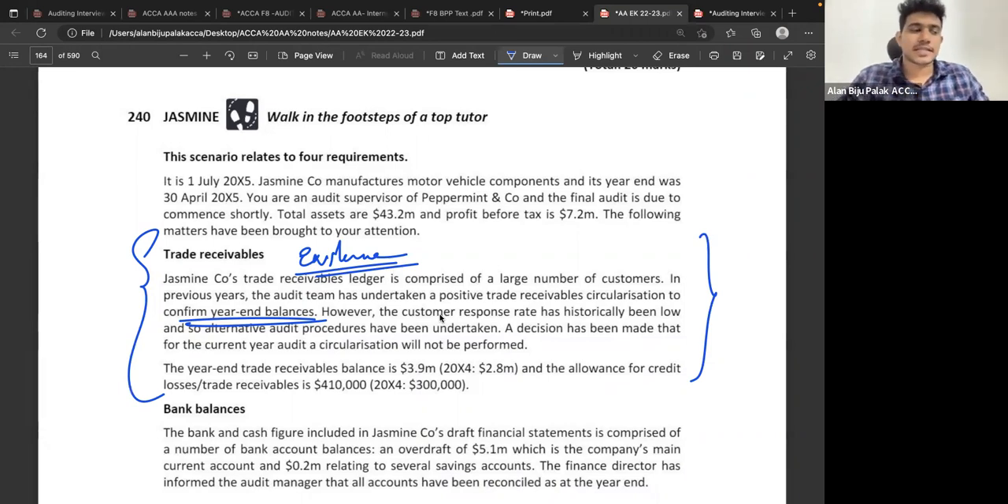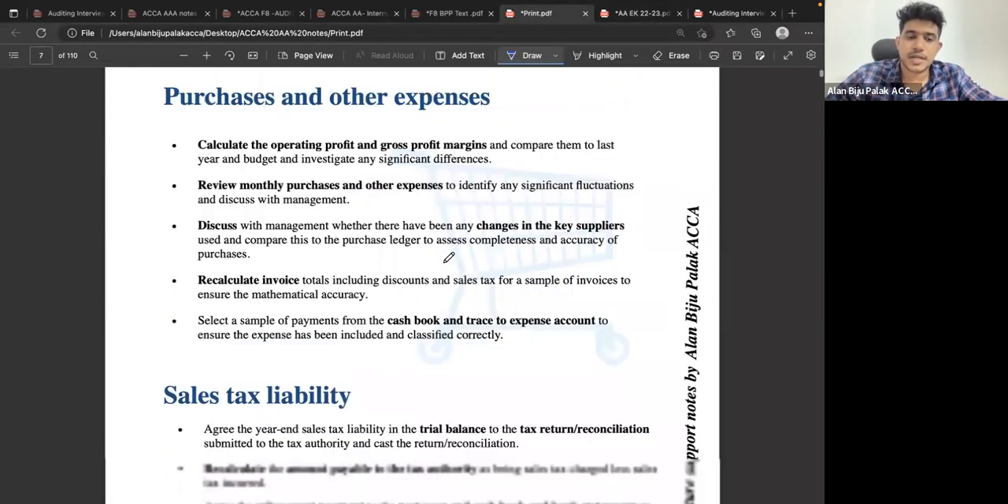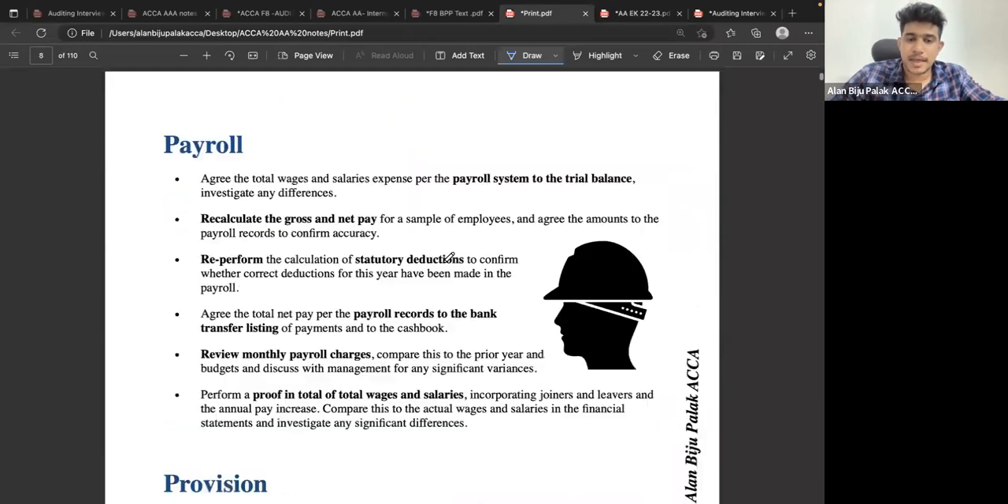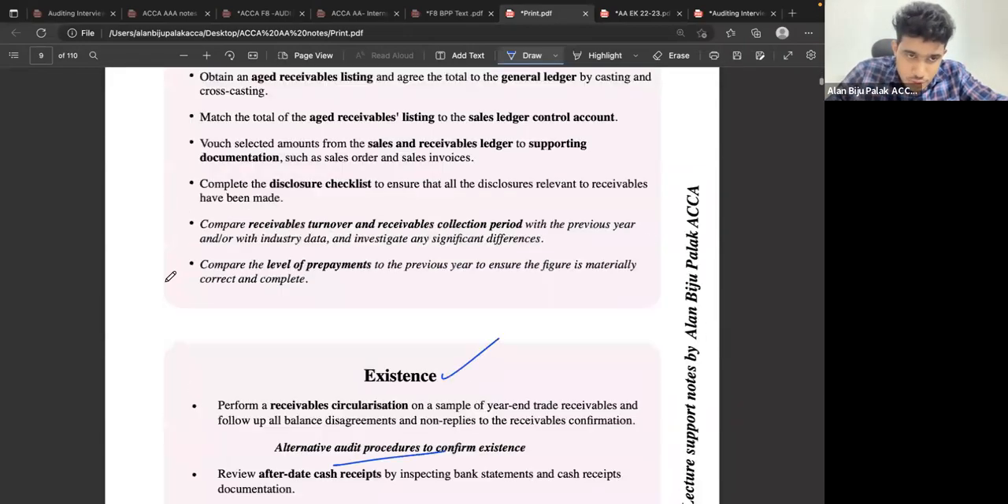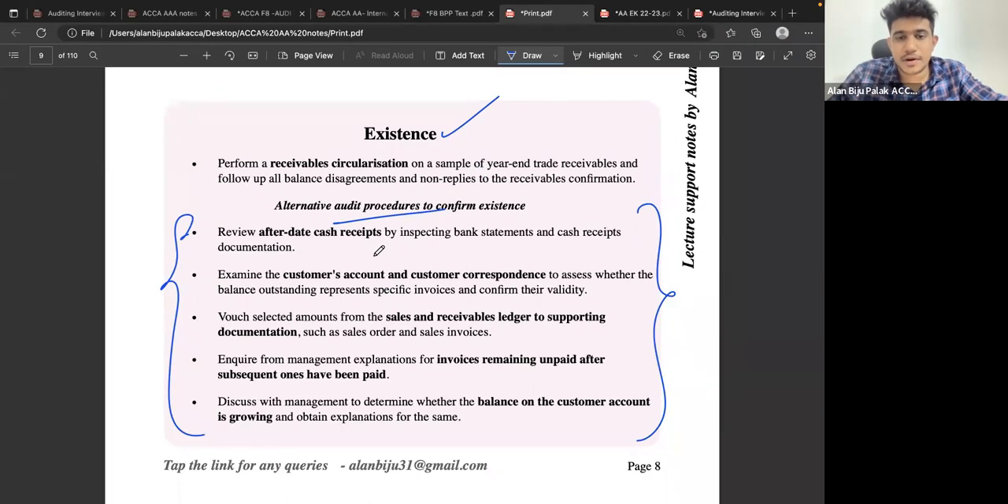And do we need to send external confirmation in this case? No, because they have told us that they have decided to perform alternative audit procedures. And have we studied the alternative audit procedures? Yes, we have studied the alternative audit procedures that need to be performed in relation to existence, right? So these alternative audit procedures can be considered here. Is that clear, everyone?